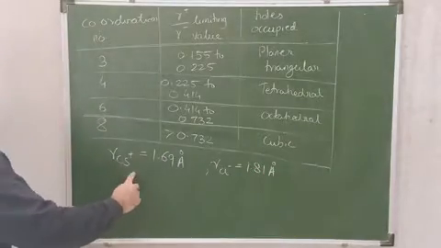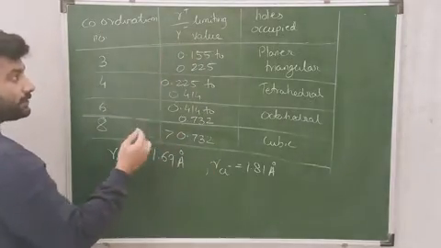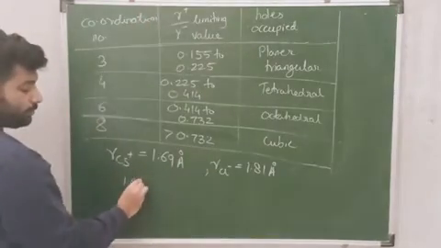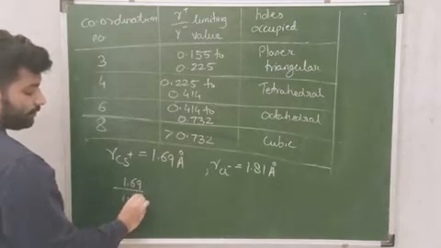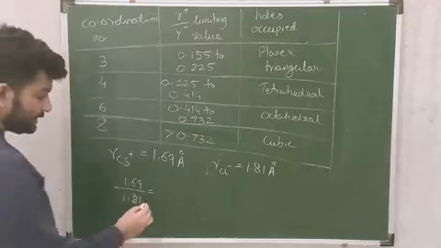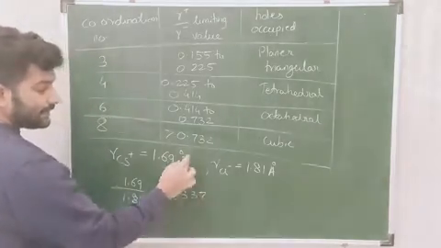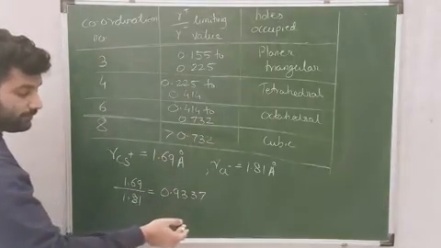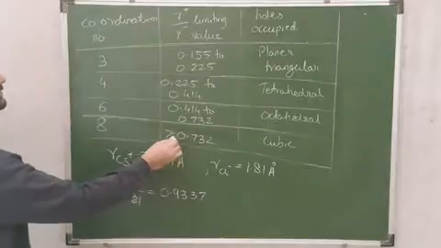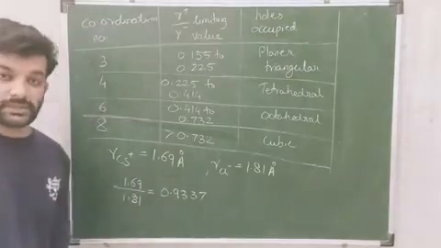First we will try to find out the limiting value. For finding the limiting value, we just do R plus upon R minus. So 1.69 divided by 1.81. This simple division gives us the answer 0.9337. So our answer is greater than 0.732. That means the coordination number is 8 and the structure is cubic.